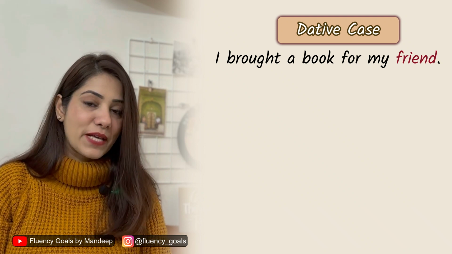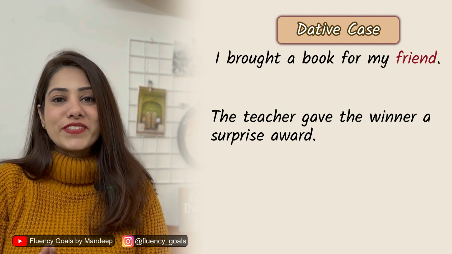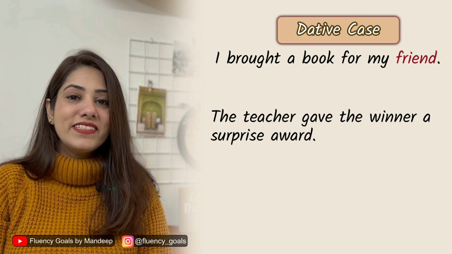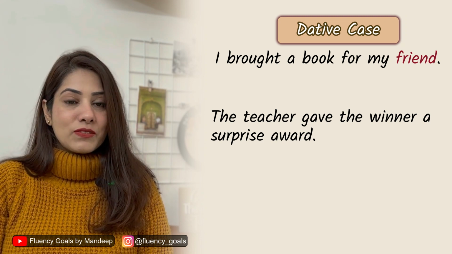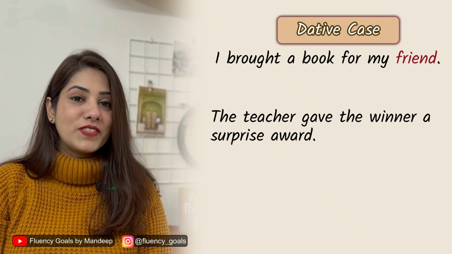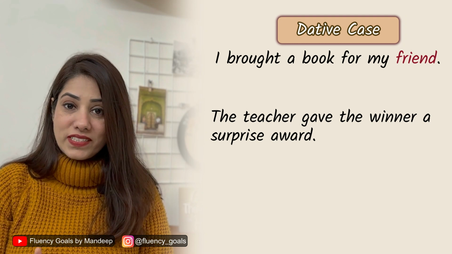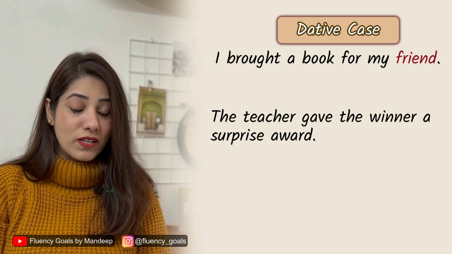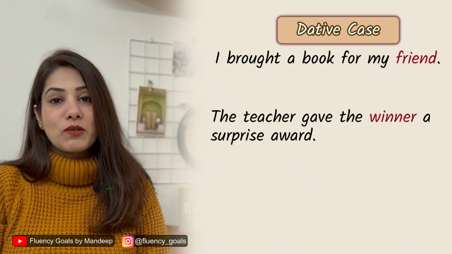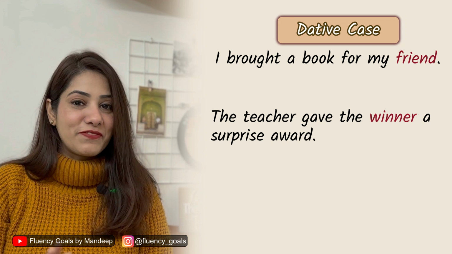Let's take another example. The teacher gave the winner a surprise award. The nouns are teacher, winner, award. So the action gave is being transferred to the objects, award and winner. So what did the teacher give? Award. Award is the direct object. Winner is the indirect object. So we can say that winner is in the dative case.